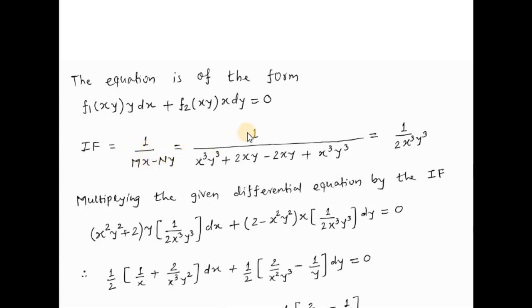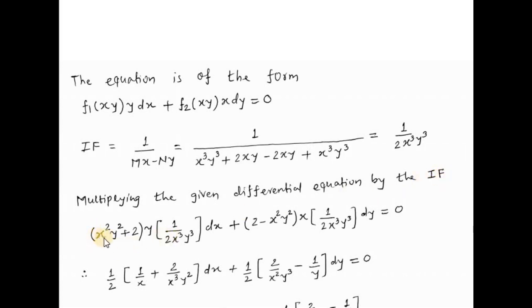So it will be 1 divided by (x cube y cube + 2xy - 2xy + x cube y cube). Here 2xy and 2xy cancel out. So the final answer will be 1 divided by 2x cube y cube. This is our integrating factor. Now we have to multiply the given differential equation by the integrating factor.